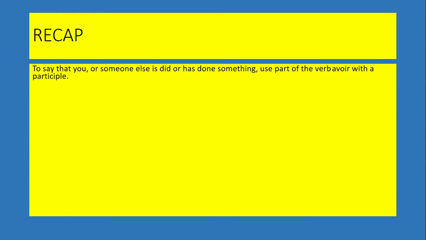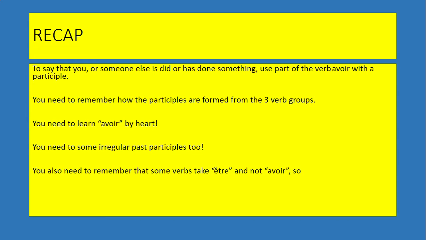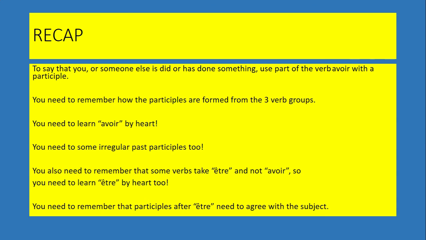So a recap. To say that you or somebody else did or has done something, you need to use part of the verb avoir with a participle. You need to remember how the participles are formed from the 3 verb groups. You need to learn avoir by heart. You also need to learn those irregular past participles too. But the key thing from today's presentation is you need to remember that those 6 verbs, they don't take avoir, they take être. That means you need to learn the verb être off by heart as well.